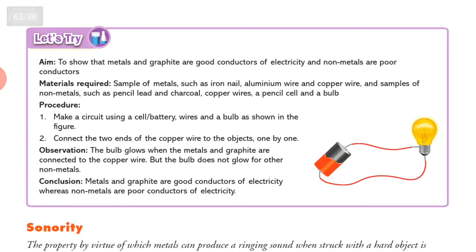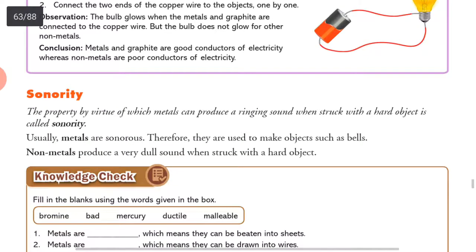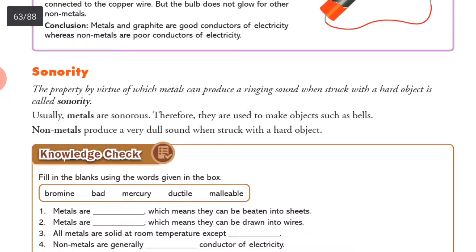You can see the activity to show that metals and graphite are good conductors of electricity and non-metals are poor conductors. Very simple activity to show. On this basis you can easily prove that metals are good conductors, as well as the exception graphite is also a conductor. Graphite is basically filled inside the cell or the battery used in this activity.